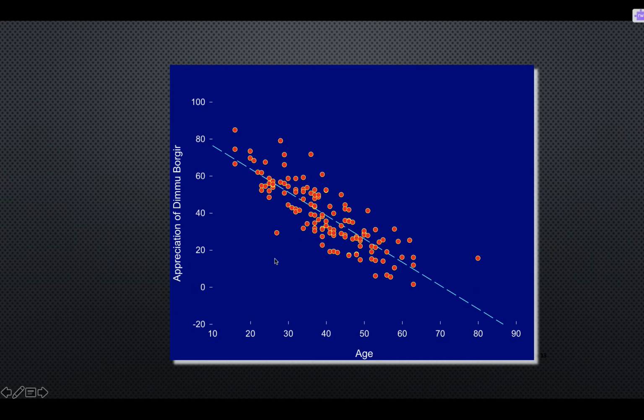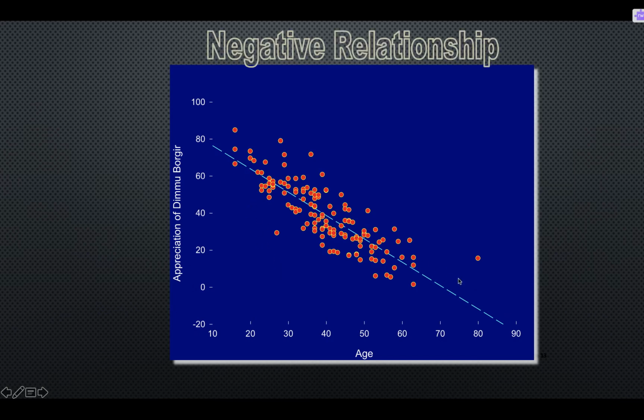A negative relationship, on the other hand, is when it goes down. So as you can see, as age goes up, the appreciation for Dimmu-Borgir goes down. So you can see here, at the very end of this, 20 here or below, almost to 0, gives the higher ages. In a negative relationship, one set of scores goes up and one set of scores goes down. So as age goes down, appreciation of Dimmu-Borgir goes down. Negative relationship, both go down. Positive relationship, one goes up and one goes down.